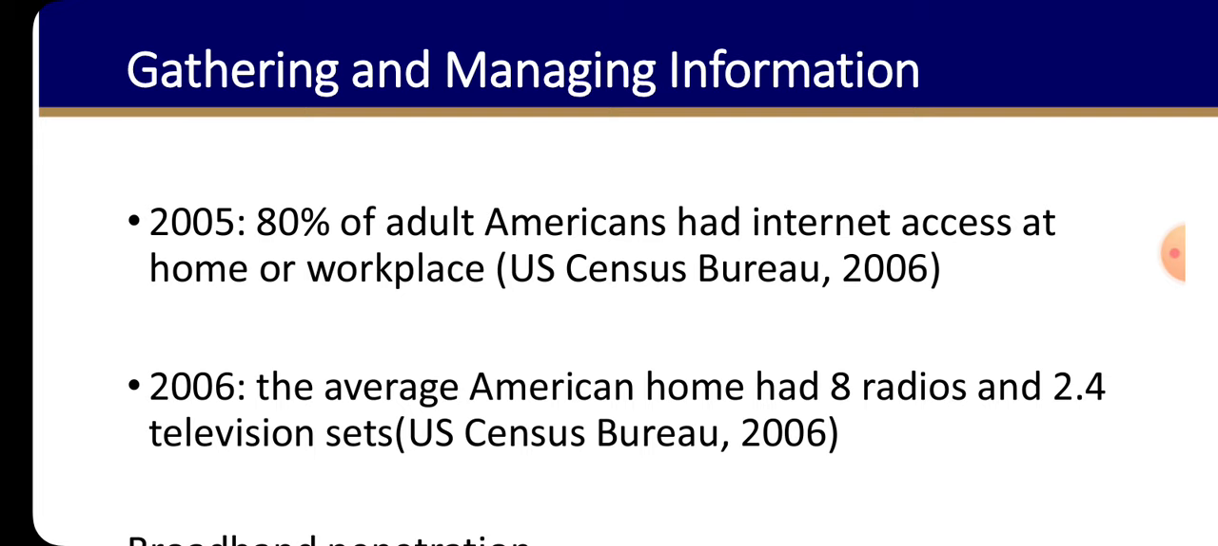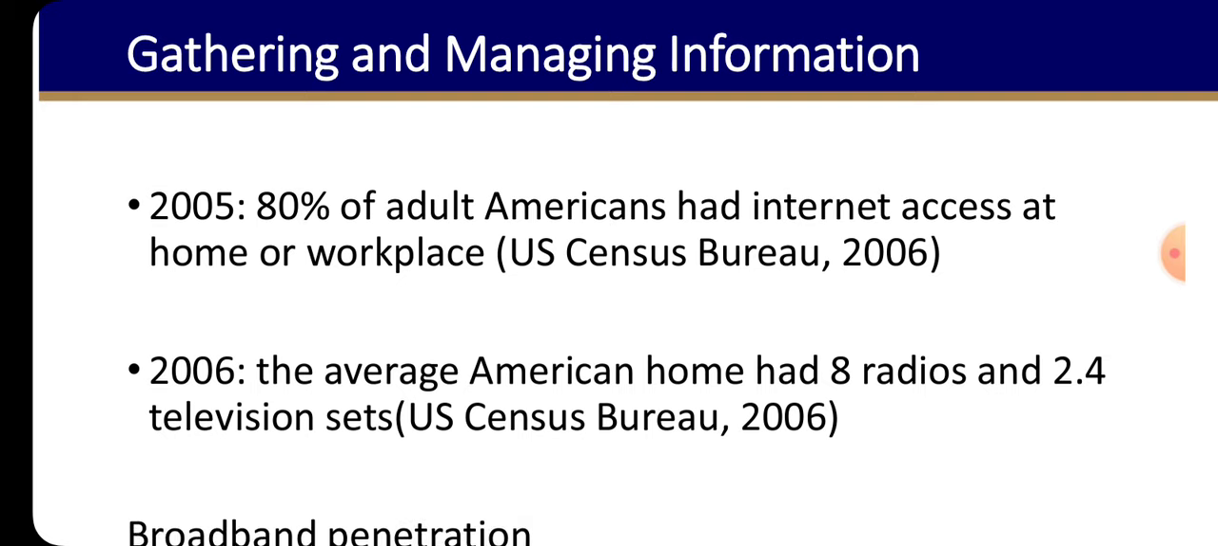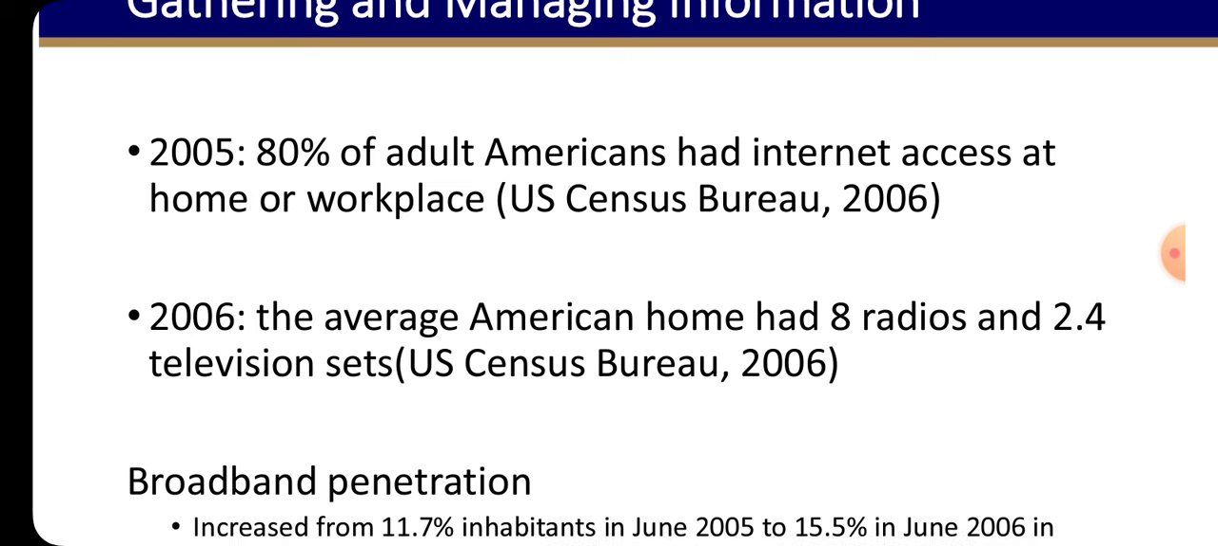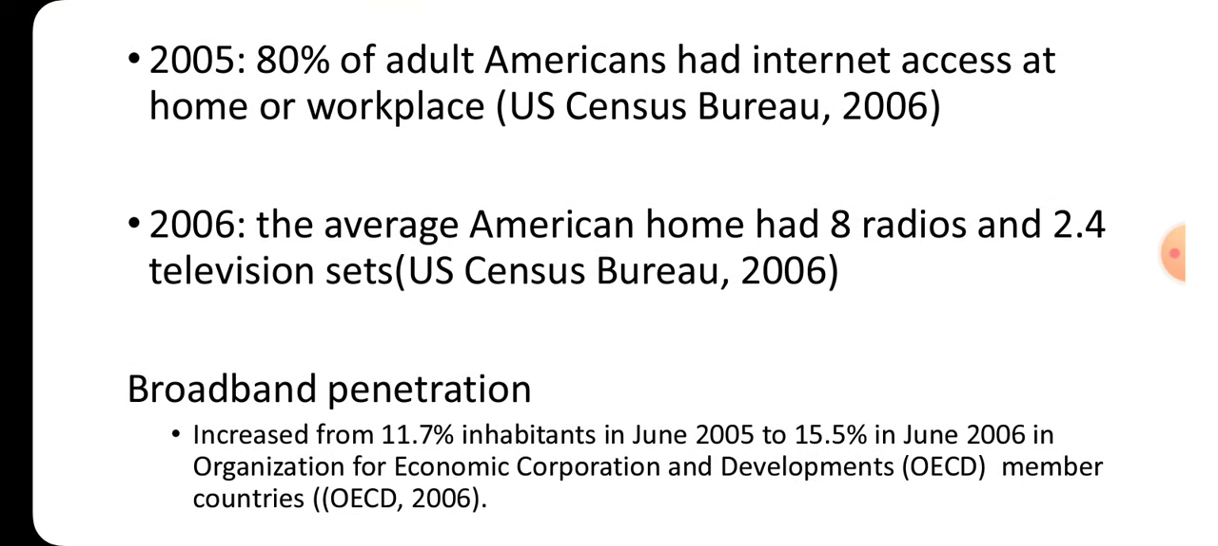And in 2006, within one year, Americans had 8 radios and 2.4 television sets. So on average, every US home had 8 radios and 2.4 televisions. Compare it to Ghana in 2006: how many of us had radios and televisions? We were all interested in Chiwa, cantata, those kinds of stuff. But they were using these devices, and that is why they are advanced, because the more you use the internet, the more you begin to be creative and try to explore other technologies. But we were not even thinking about that. So this is the difference between Ghana and the US.